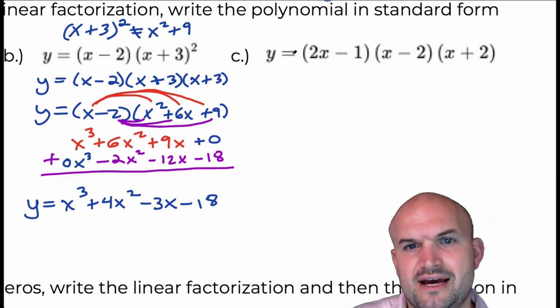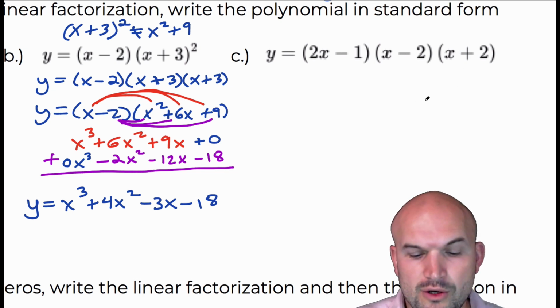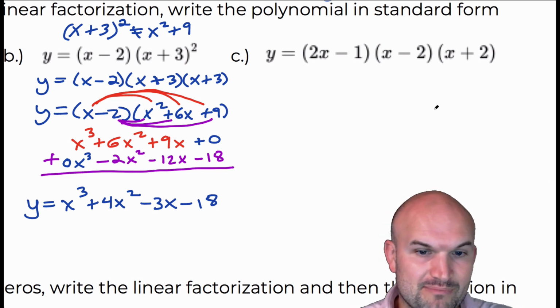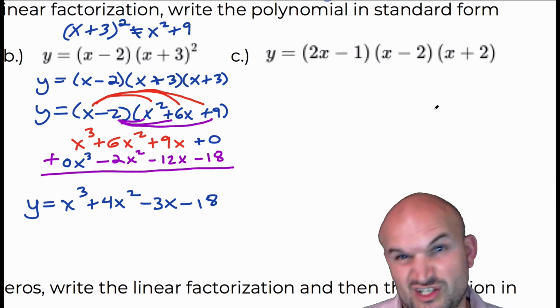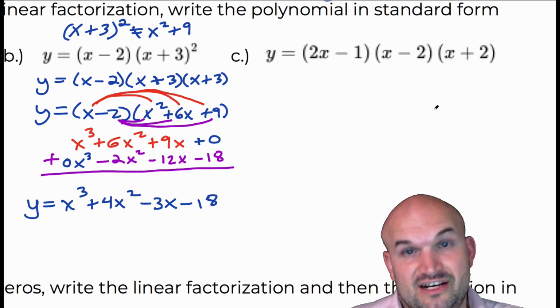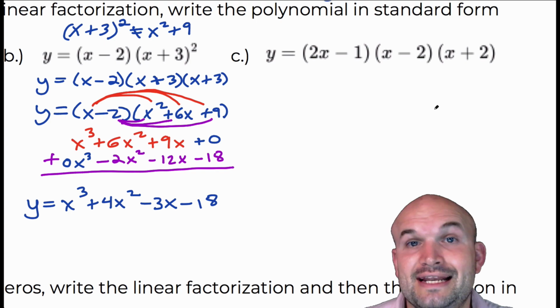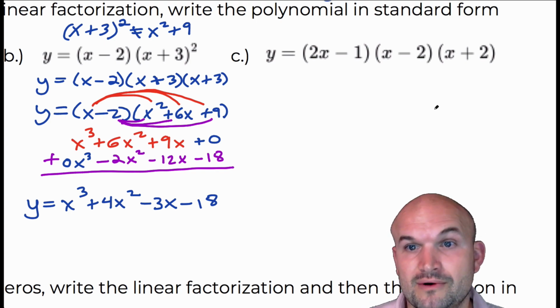All right, so in this case, I have y equals 2x minus 1, x minus 2x plus 2. Hopefully you recognize that when you have binomials that are what we call conjugate pairs, where one's positive, one's negative, but they have the exact same terms, that is the difference of two squares factored, right?